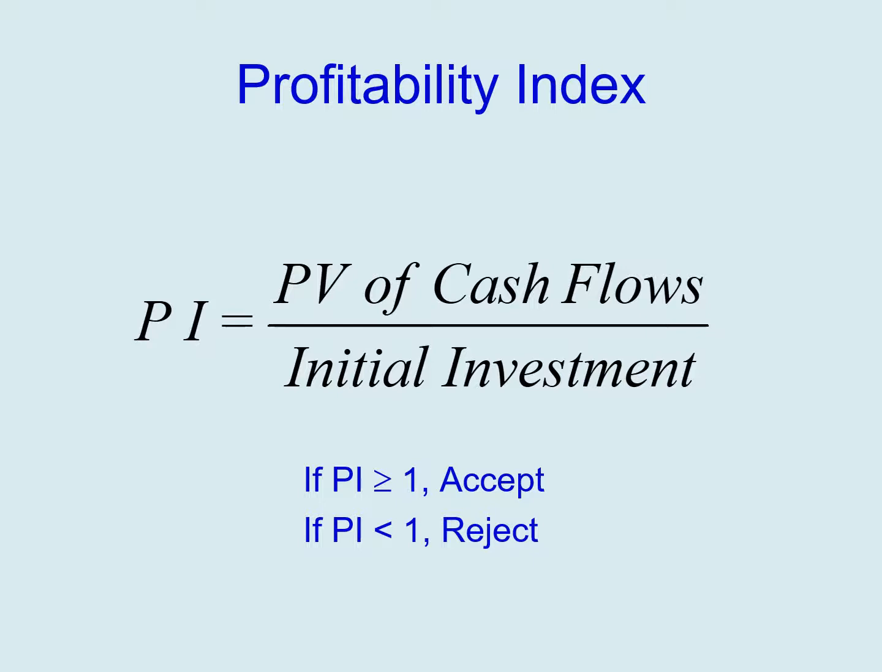So the idea is if your benefits, which is in the numerator, present value of the cash flows, are greater than your cost, then the project's acceptable. So in other words, if the profitability index is greater than 1 or equal to 1 in theory, the project is acceptable. If the profitability index is less than 1, then you would reject it. And like the NPV, we are discounting by the cost of capital. So it's the cost of financing that's getting considered in this process.